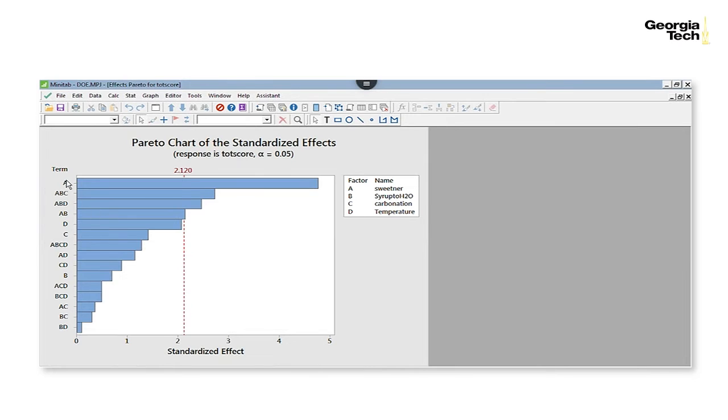What happens since ABC and ABD are both significant? It's a 3-way interaction, which includes C and D and B. Although main effects are not significant, we should include those variables in the study because the interaction is significant.